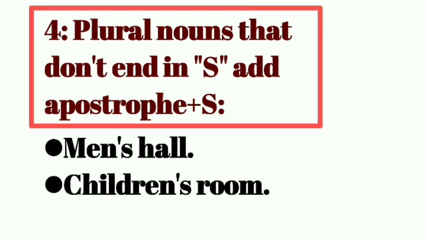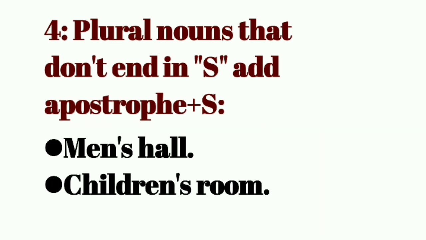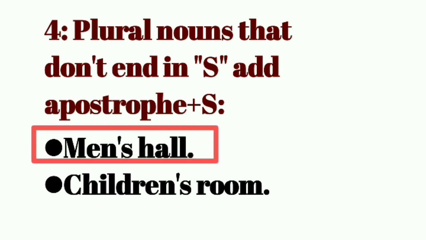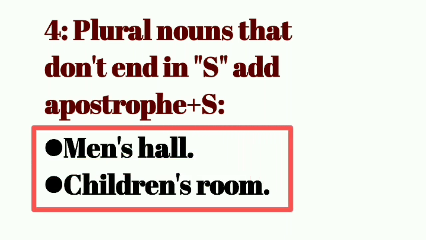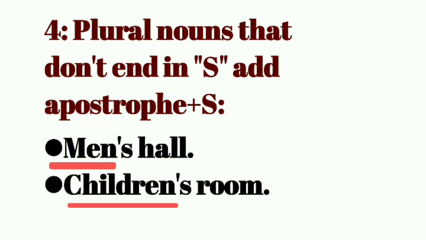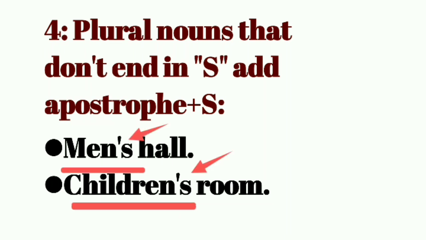For plural nouns that don't end in the letter S, add apostrophe S to such nouns. Now look at these examples: men's hall, children's room. In this case, both the nouns men and children are plural, but these nouns don't have the letter S at the end. So we have added an apostrophe and the letter S to each noun to form the possessive.